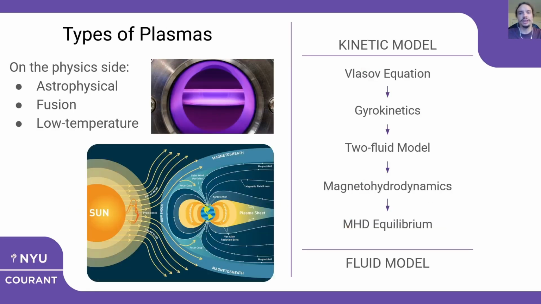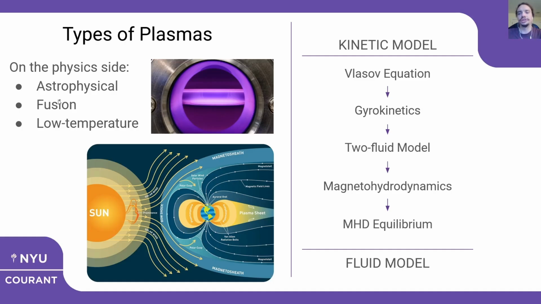There are two kinds of ways that people study plasmas. There's the physics way and the math way. On the physics side, we arrange plasmas into a couple different areas. The main three are astrophysical plasmas, which are like the interior of the sun, Earth's core made of molten magma, the solar wind, the stuff that makes up galaxies' arms. Astrophysical plasmas can either be really hot or really cool, but they're always really big.